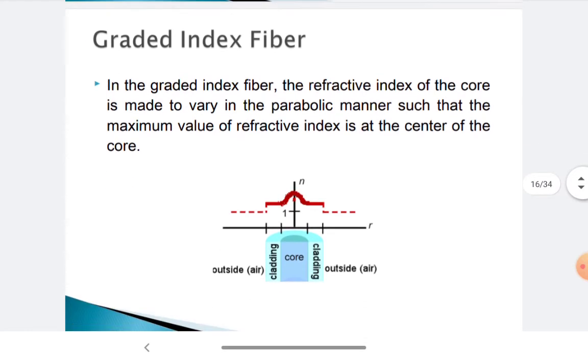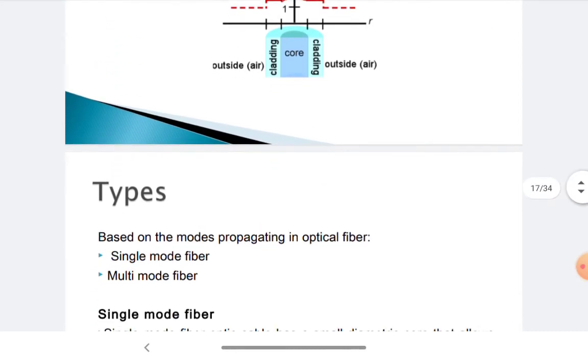And gradient index fiber means the refractive index will decrease or increase in a continuous manner. In the gradient index fiber, the refractive index of the core is made to vary in a parabolic manner, such that the maximum value of the refractive index is at the center of the core. So that is the gradient index fiber.